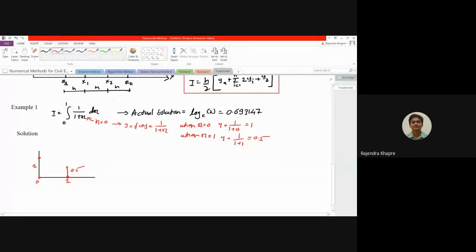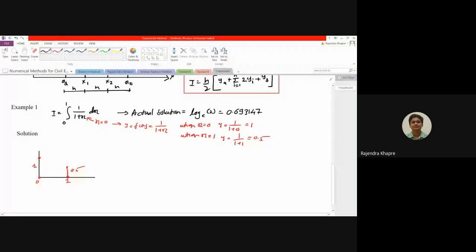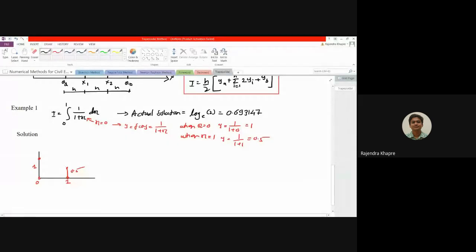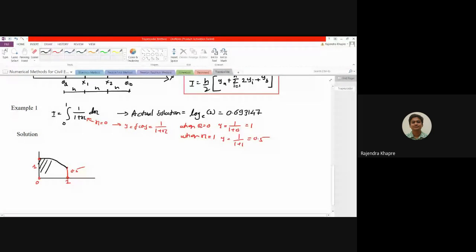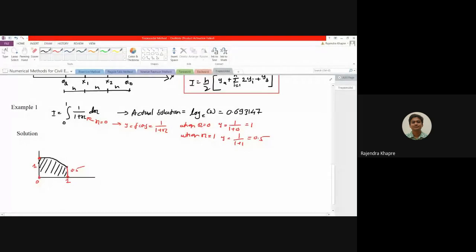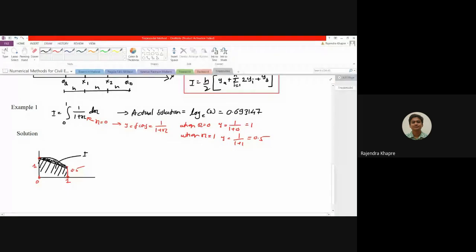Now if you try to plot a curve, it can be like this or it can be going like this. I don't know which one is the correct pattern. So let us assume that the pattern is like this, and I want to find out the area under this particular curve. This area is nothing but your I. Now if we are not using any interval, and we use a straight line like this, what is going to happen? This portion will not be considered in the integration part.